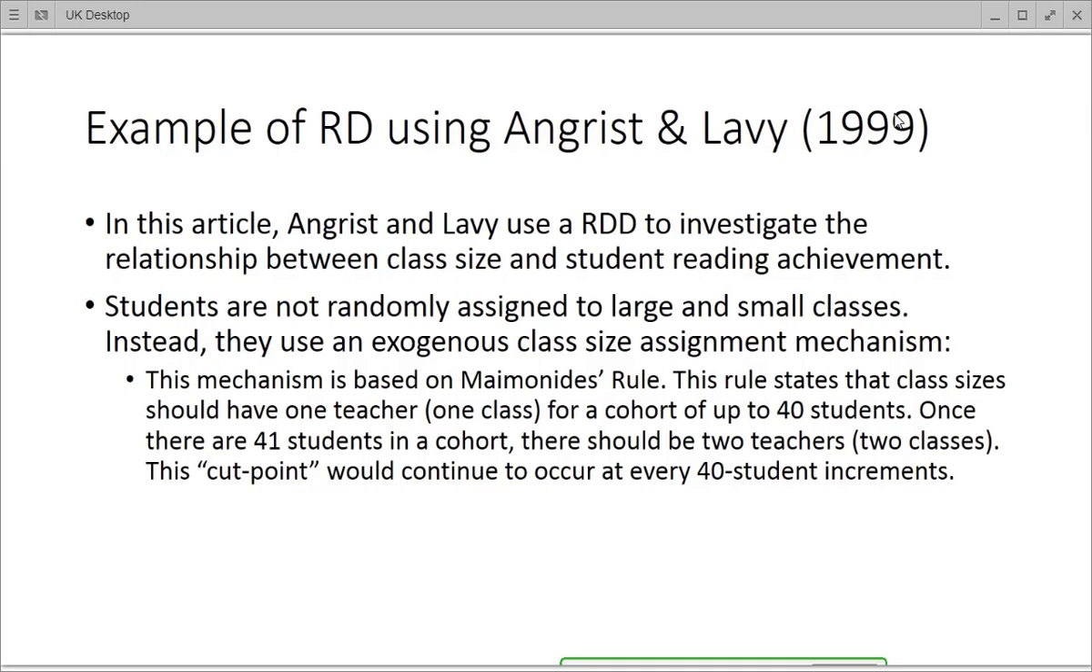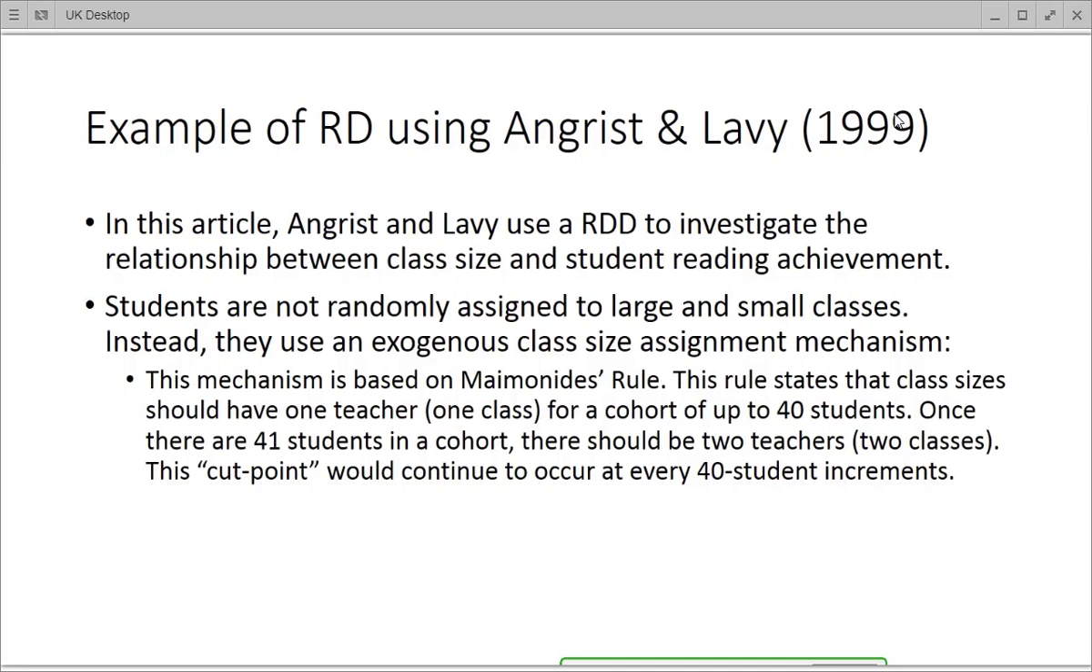The rule states that class sizes should have just one teacher for an entire class of 40 students. But once there's the 41st student in that classroom, then another teacher should be hired, and it's divided into two classes of 20 and 21 students. So if there's a cohort of 40 students, you have one large class. If the cohort size is 41 students, then you have two smaller classes.